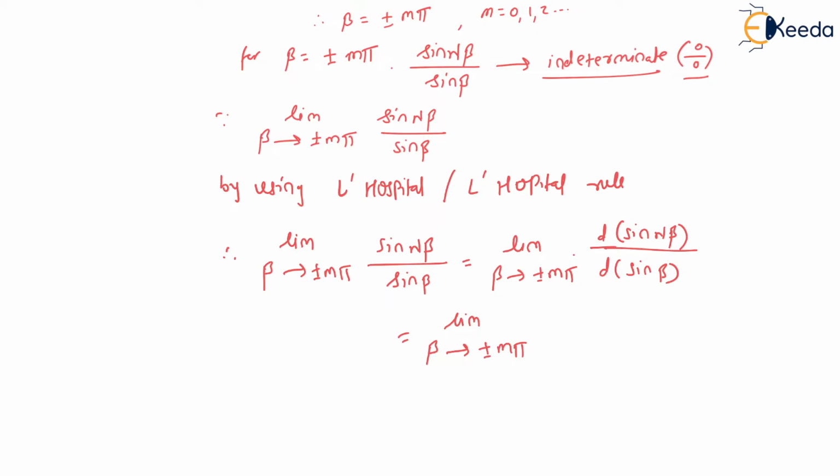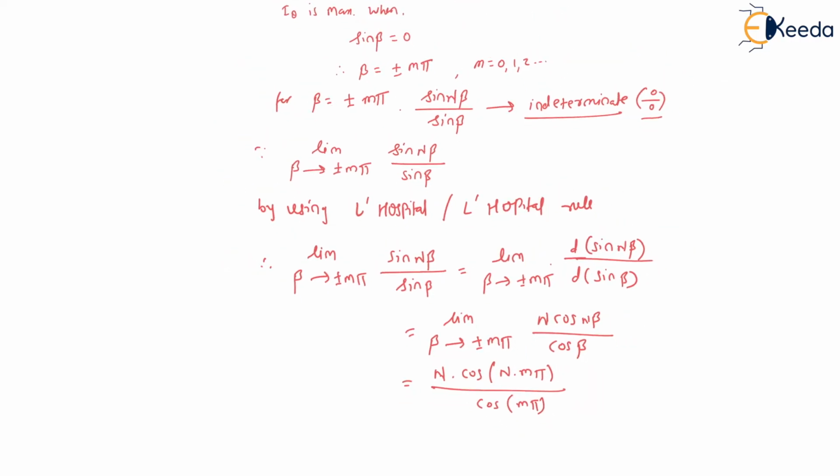Now, the derivative of sin n beta will be n into cos of n beta, divided by the derivative of sin beta, which will be cos beta. So now if we apply the limit, we'll get the value as n as it is. Instead of beta we write m pi, so it will be n into cos of n into m pi divided by cos of m pi.